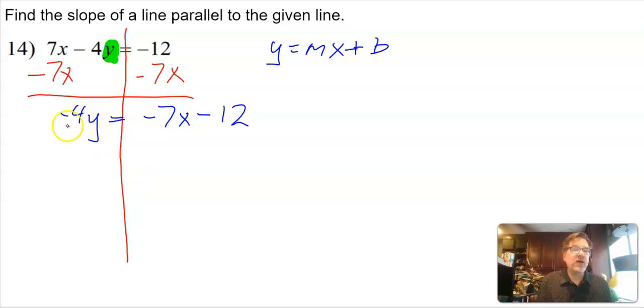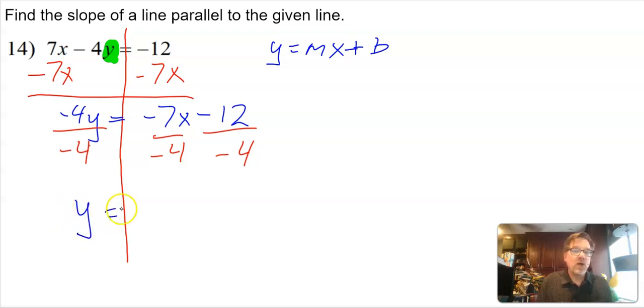Y is still not by itself, so I'm going to divide everything by negative 4. Everything gets divided by negative 4. So y equals negative 7x divided by negative 4. Well, that's going to be a positive 7 over 4x. Negative 12 divided by negative 4 is a positive 3.